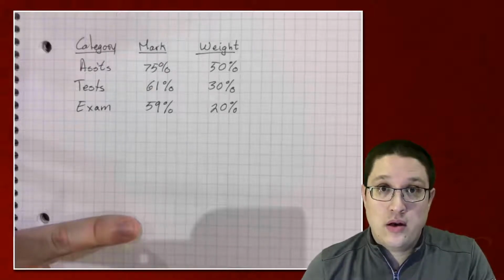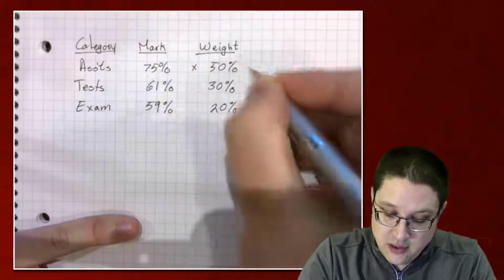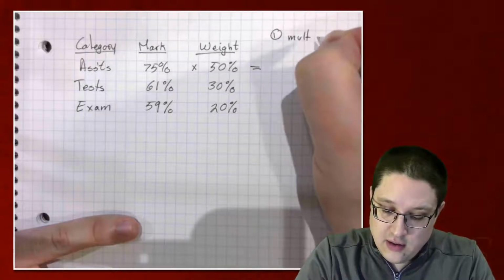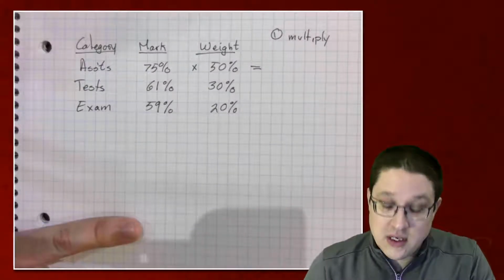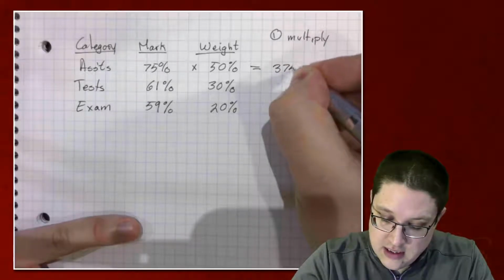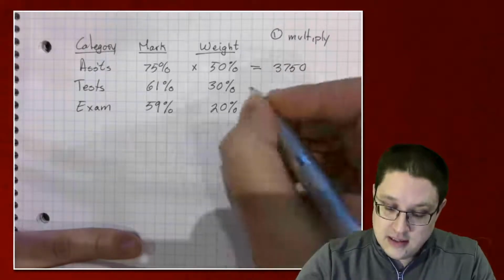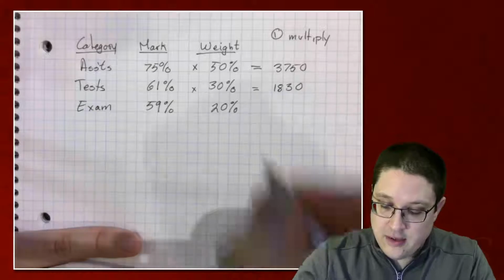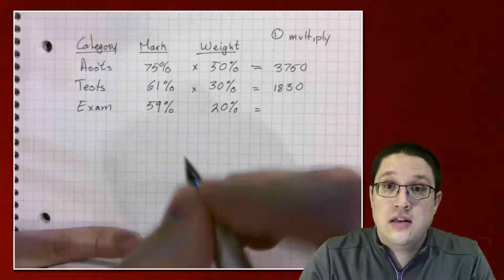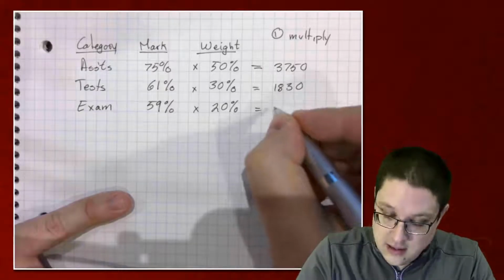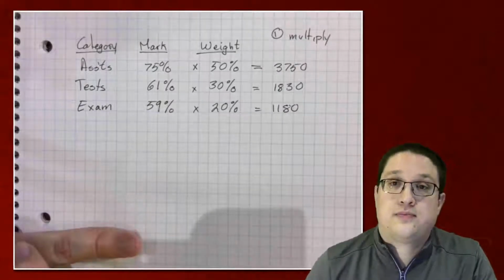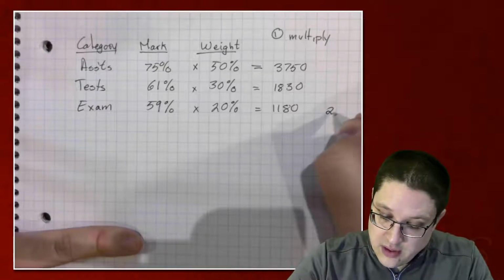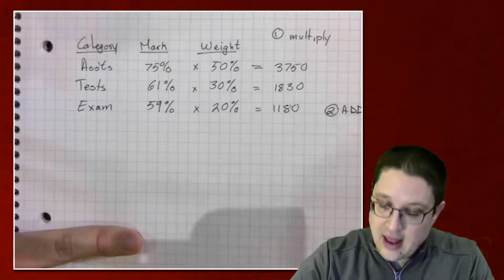So step one, we're going to multiply. First thing I'm going to do is multiply across like this. So that's step one, multiply. So 75 times 50 is 3750. 61 times 30 is 1830. 59 times 20 is 1180. Now, step two, pretty straightforward, is going to be to add these up.